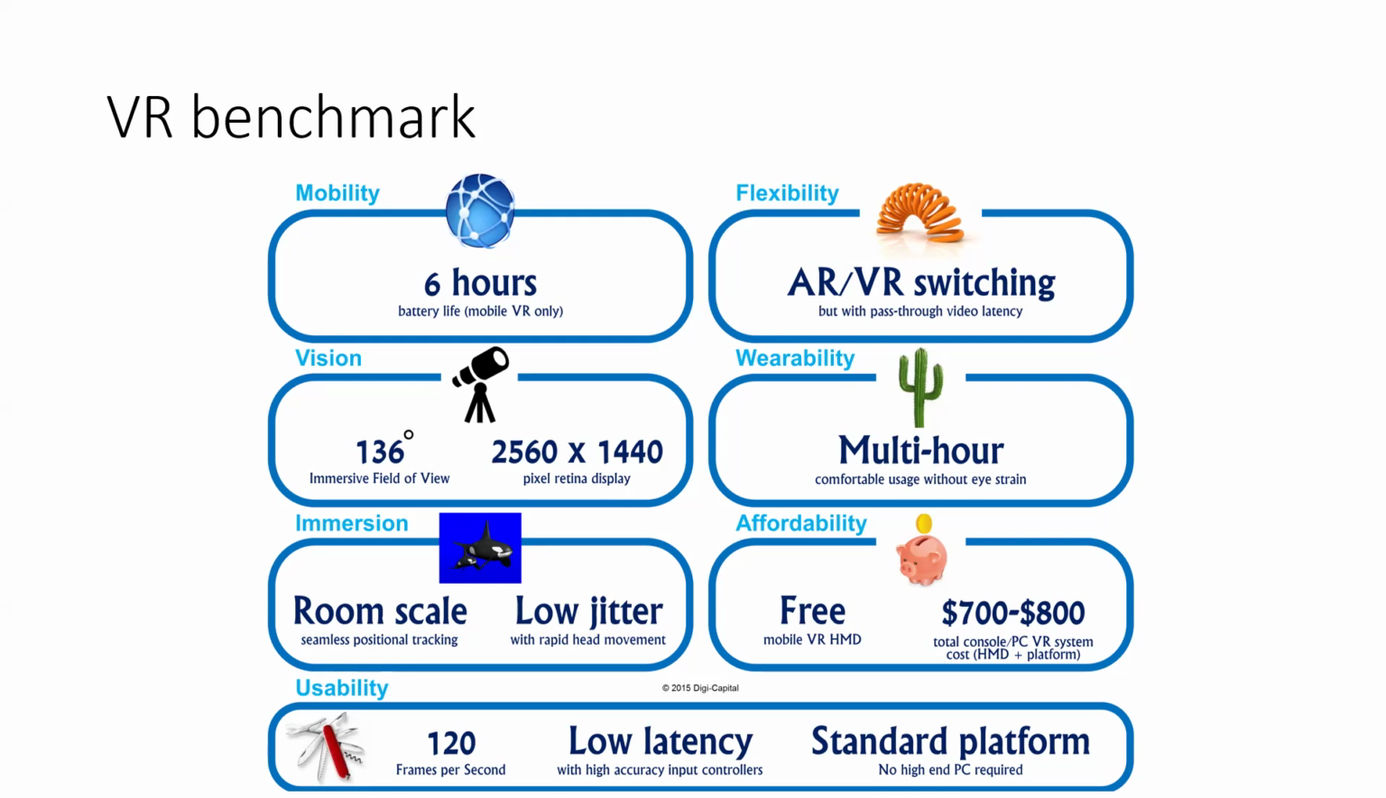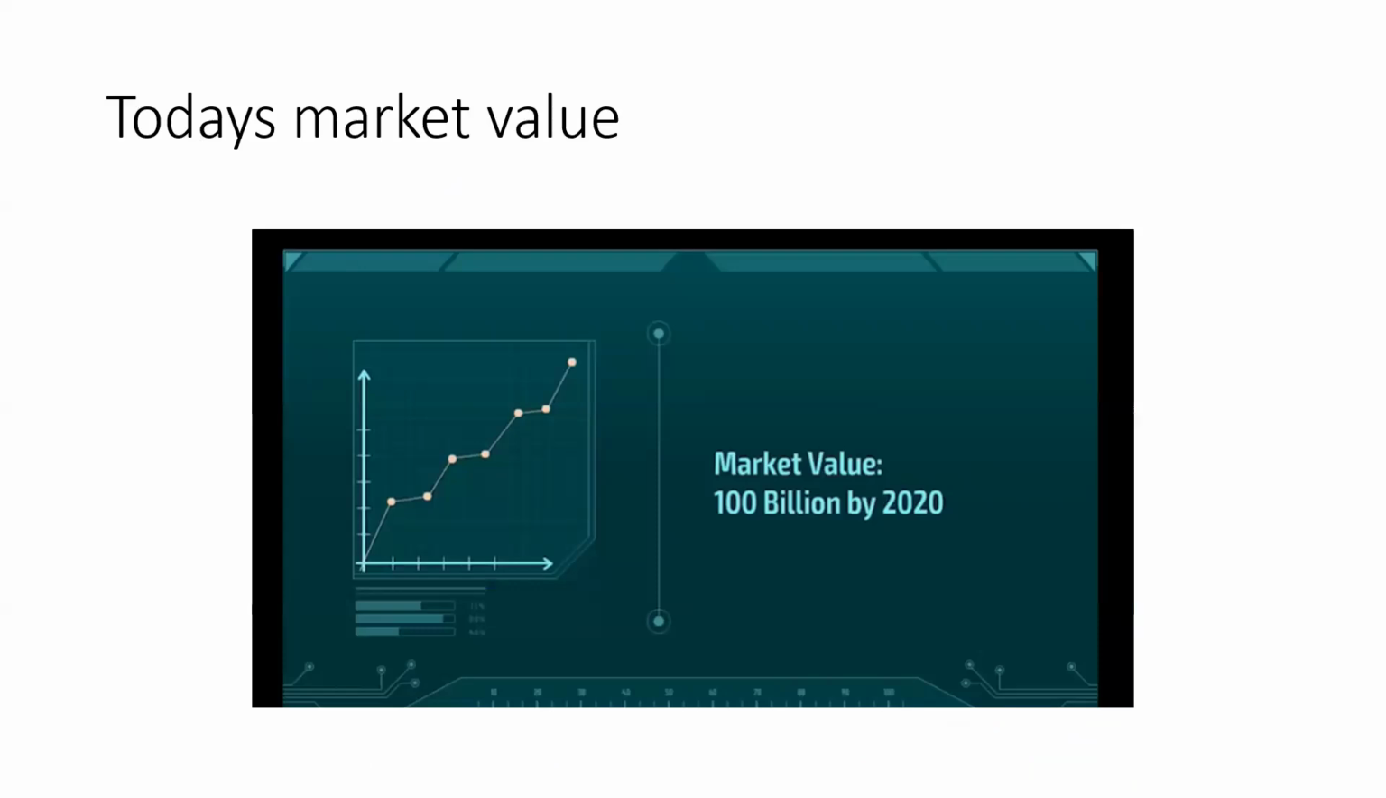Cost wise, roughly 700 to 800 dollars, or 40 to 45,000 rupees, should be the price range for this particular VR headset. Usability: 120 FPS is the minimum requirement to have low latency and standard performance. It should not have any PC requirement, so it should be a mobile VR. These are the benchmarks one should design for, and if you are buying a headset, these are the benchmarks one should look for, whatever things it does have and whatever things it does not have.